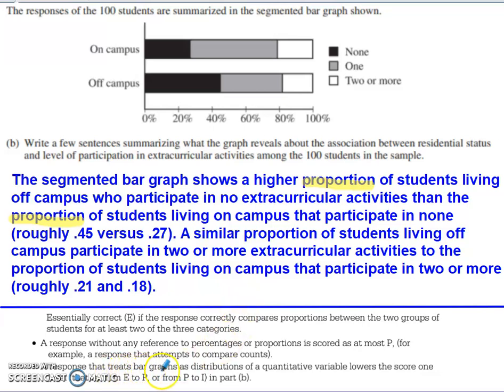And then a response that treats the bar graphs as distributions of quantitative variables is going to lower the score 1 letter. So either essentially correct to partially correct to incorrect. What do they mean by that? If you said something about roughly uniform for the on-campus distribution, or roughly symmetric or skewed to the right for the off-campus distribution, those descriptions of the shape of a distribution are specific to quantitative variables. We are not dealing with quantitative variables here. We are dealing with categorical variables.